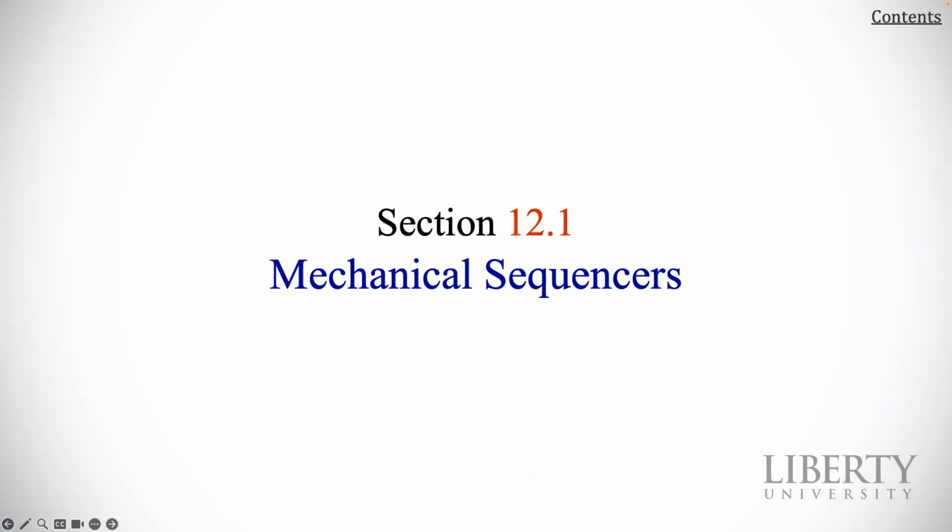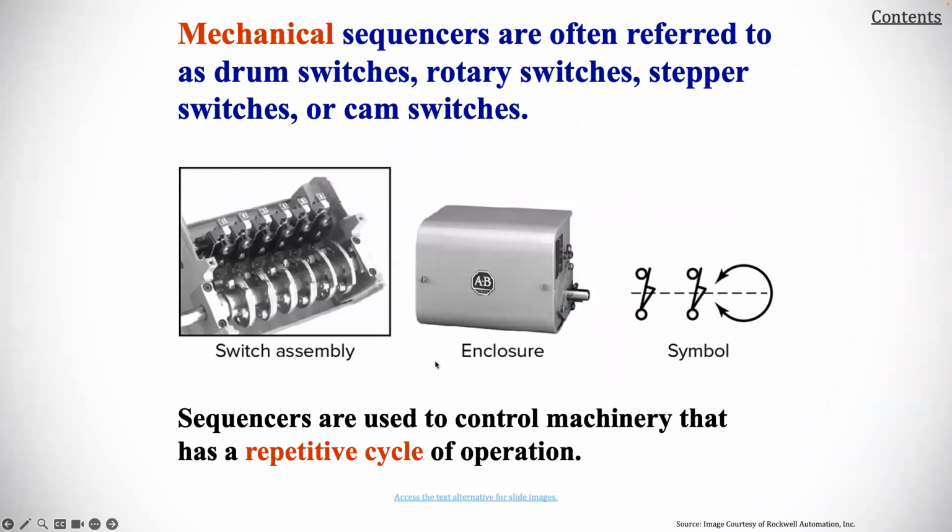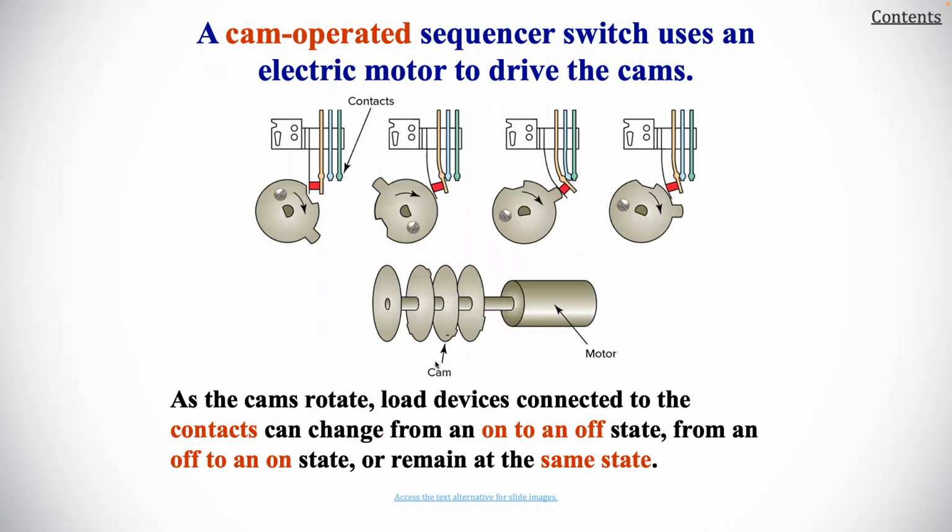The mechanical sequencers are often referred to as drum switches, rotary switches, stepper switches, or cam switches. Sequencers are used to control machinery that has a repetitive cycle of operation. A useful feature: a cam-operated sequence switch uses an electric motor to drive the cams. As the cam rotates, load devices connected to the contacts can change from on to off state, from an off to an on state, or remain at the same state.